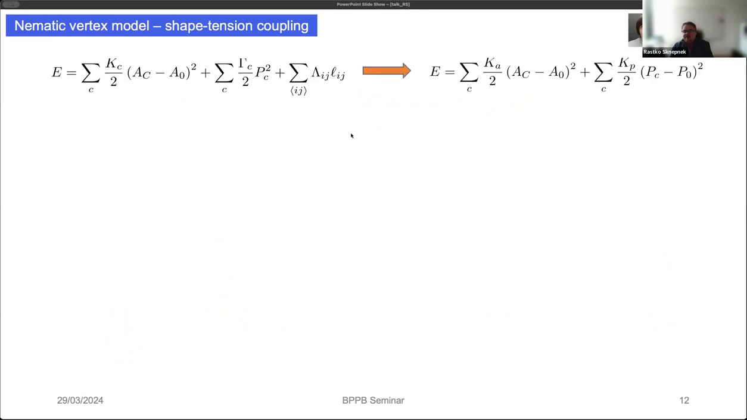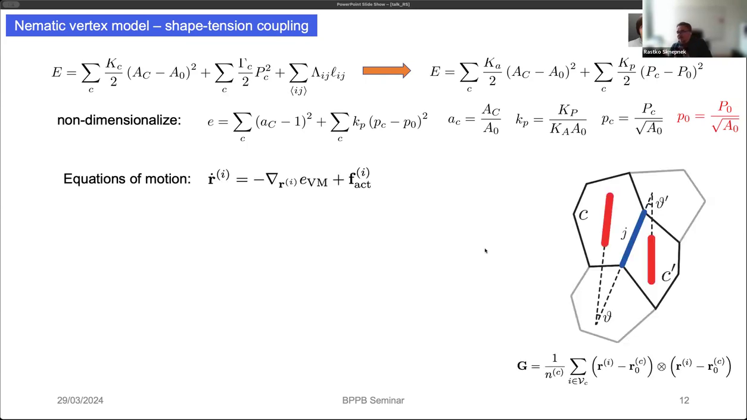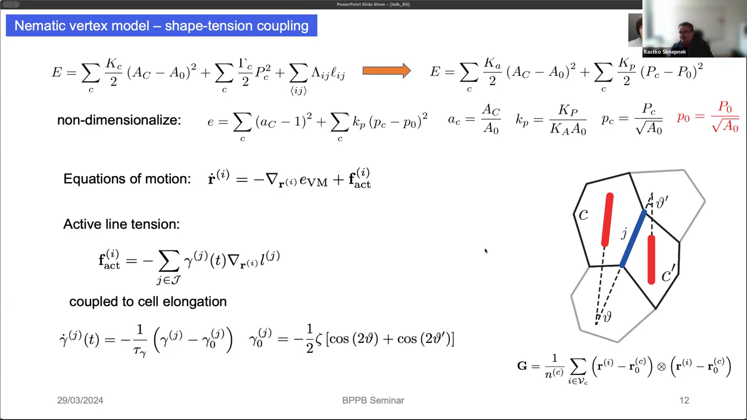I'm going to rewrite it slightly differently. I'm going to combine these two terms into a term such as this one, so that I have a symmetric form. So the penalty of changing area and the penalty of changing perimeter with respect to some reference values. I'm going to make all of this non-dimensional, and the important parameter in here, shown in red, is the ratio of the preferred perimeter to the square root of the preferred area, which then sets whether the tissue is fluid or not. And then without going into the mathematics, which I'm just going to show in here, I'm going to say what our assumption is here.